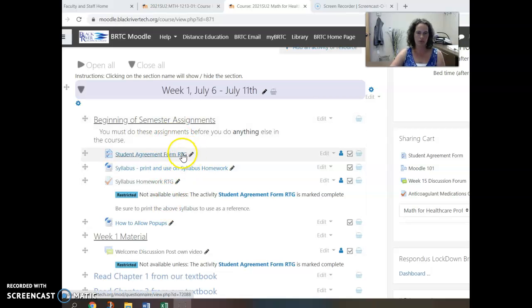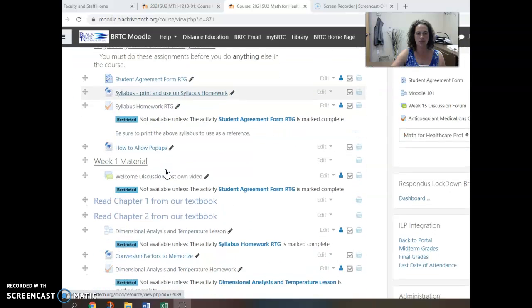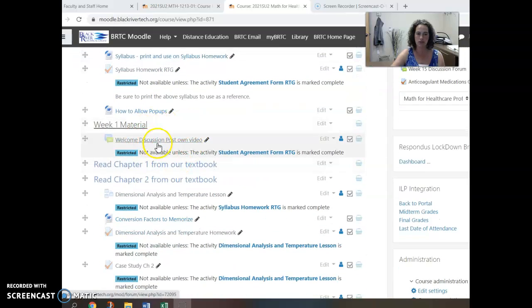So you won't always have quite this much like you will have in week one, but in week one, you'll have to do a student agreement form, the syllabus, homework, a discussion forum, and then we're going to get started with our information. We will have chapter one, which we won't really cover. It's just a review of some math concepts. So just read through the book. If you get stuck on something, let me know, but I think it should all be reviewed for you.